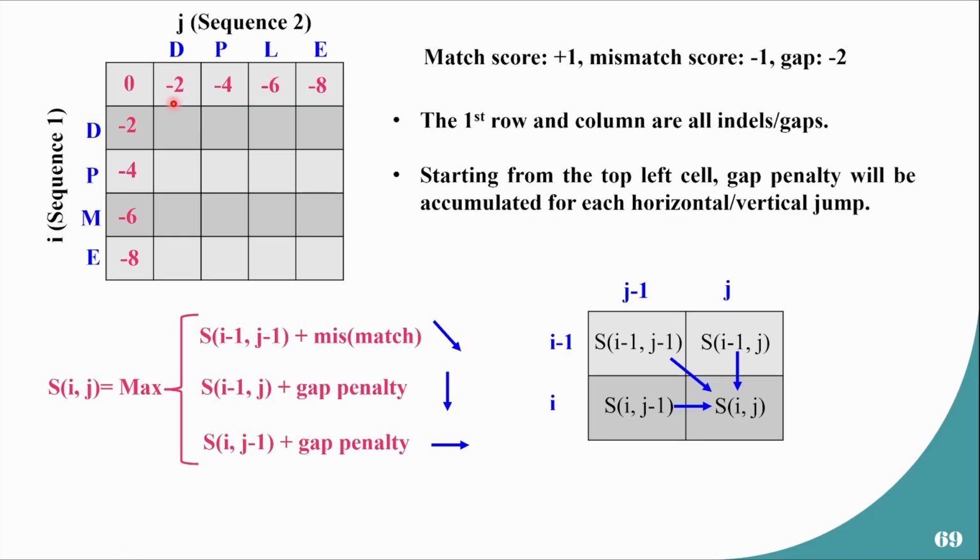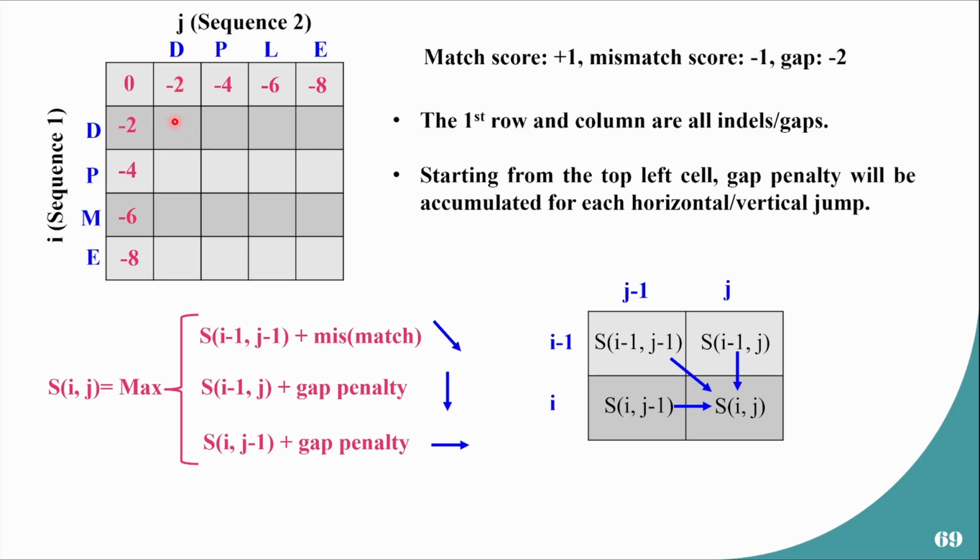The significance is that when you trace back and go along a vertical or horizontal jump, that represents an indel or a gap, and that needs to be highly penalized. That is why for the horizontal and vertical jumps, we accumulate the gap penalties. What you ultimately have to do is fill up this matrix, and calculate the score of each cell from all 3 cells that can reach it. For example, here we can reach this middle cell from 0, from the upper cell -2, and from the left cell -2 as well.